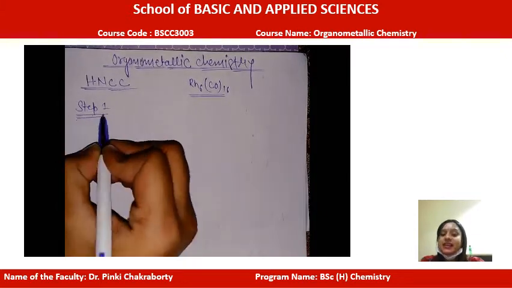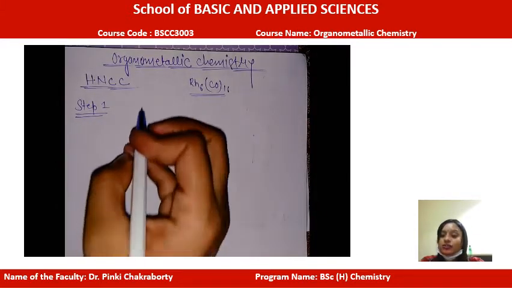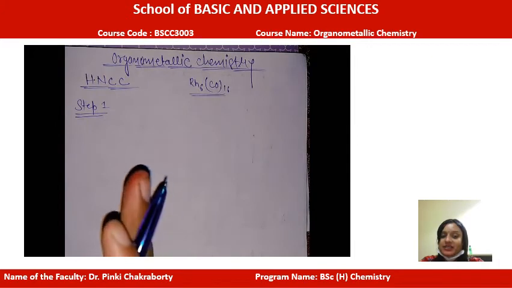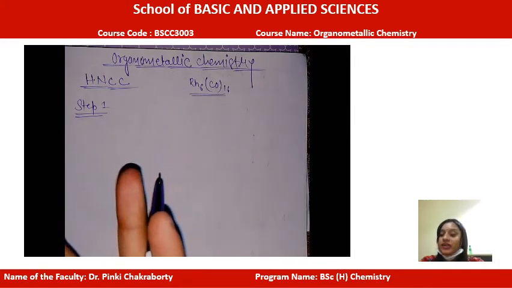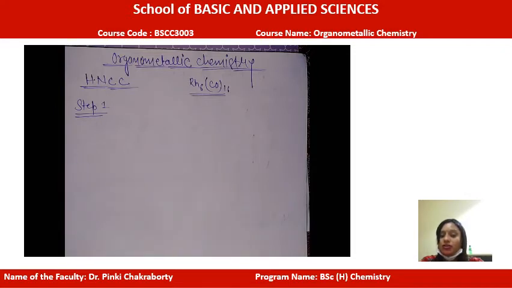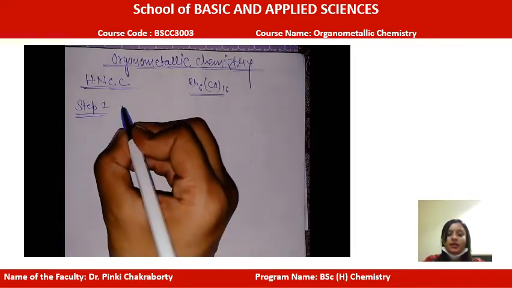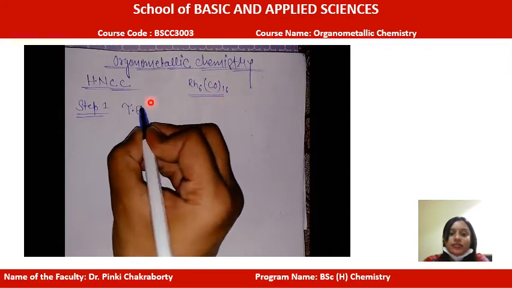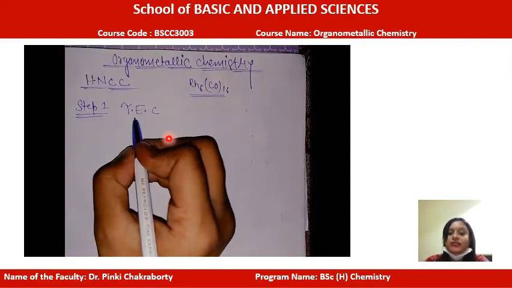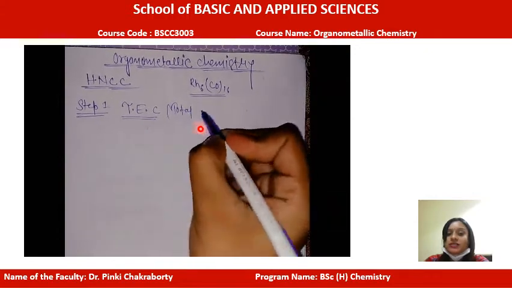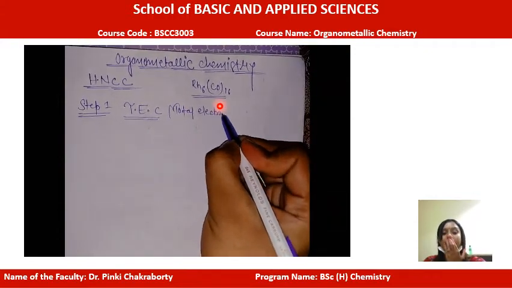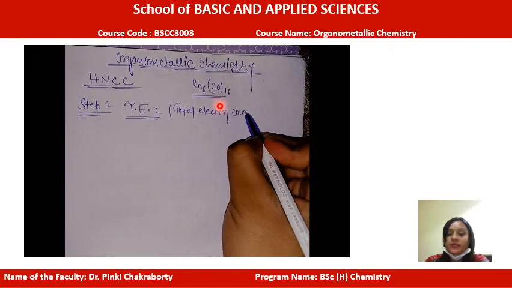So, step 1 for doing the electron counting in these types of complexes is, first of all, to find out the total electron count in this particular complex. See, TEC stands for the total electron count in this complex. So, what is the total electron count in this complex?